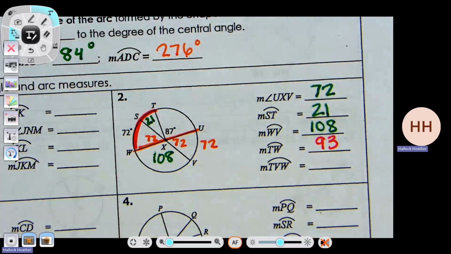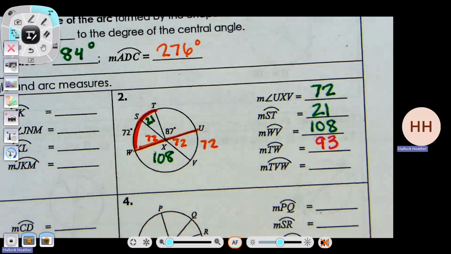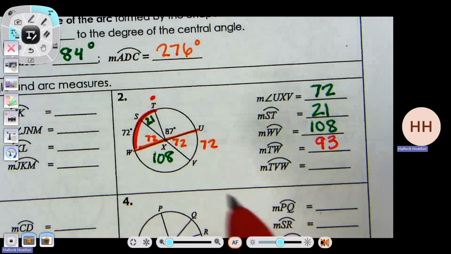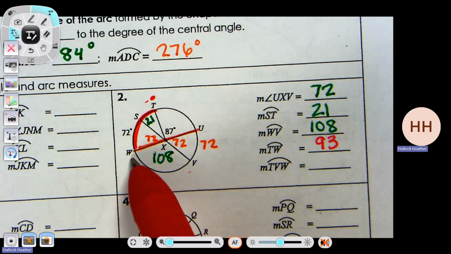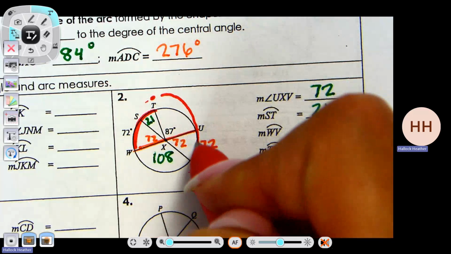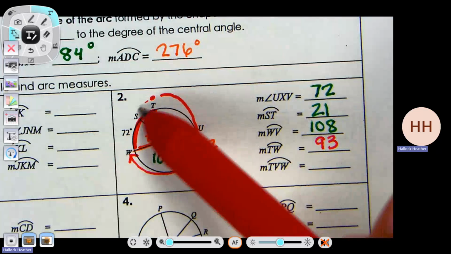And then this is the one that you're going to mess up on. This is a big one. You're going from T to V to W, so it's including everything it's passing. So you can go two ways. You have to be careful. If I start at T and I'm going to V and I have to end at W, if I go this way, V and then W, I would have to go backwards. You can't go backwards. So I'd have to go this way, T, V, and at W. So it's everything but this section.